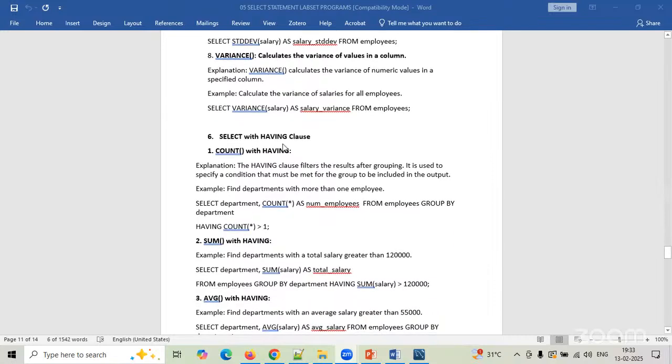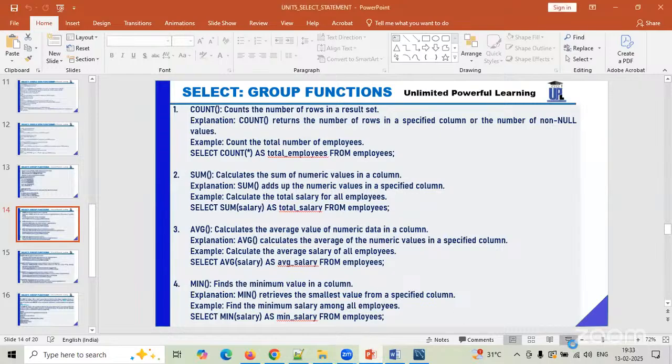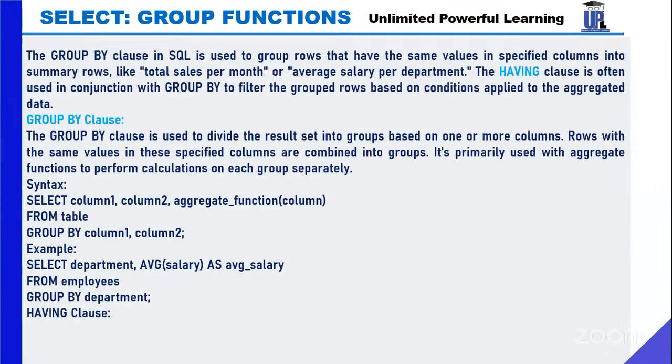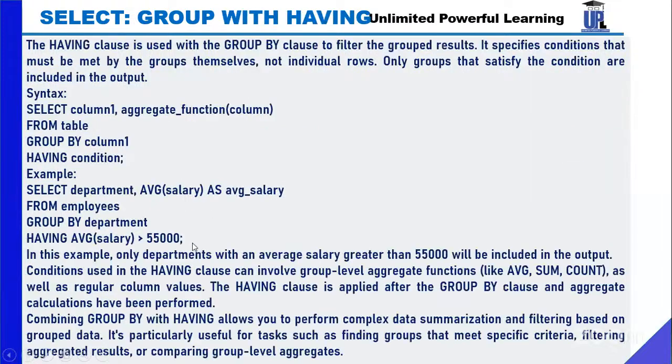Next is select with the having clause. If we want to do that, the group by functions we have done. Group by means group by department, group by subject name, like this. So these are the aggregated functions we can apply. That is group by clause. So for this group by, if I want to apply a condition, then we have to use the having.